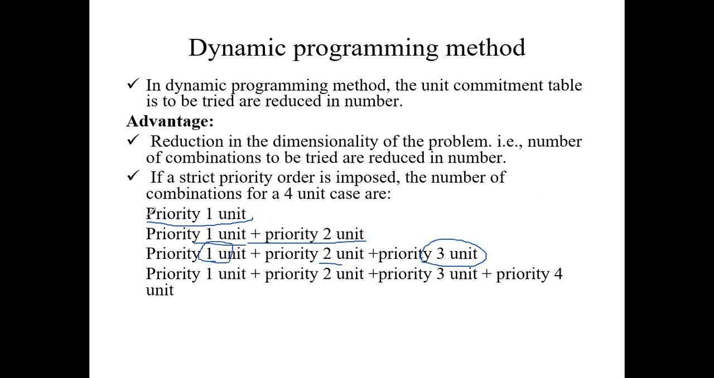First of all, we go for the priority one unit, and at the second stage we increment the unit, that means priority one unit plus priority two unit. And for the third stage, priority one plus priority two plus priority three unit. Similarly, we keep on increasing the number of units up to a maximum of n units, considered for running the n number of combinations. This is the simple priority method involved in forward dynamic programming for calculating the unit commitment solution.